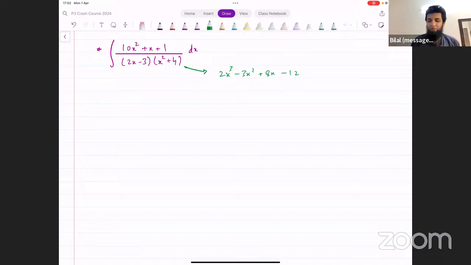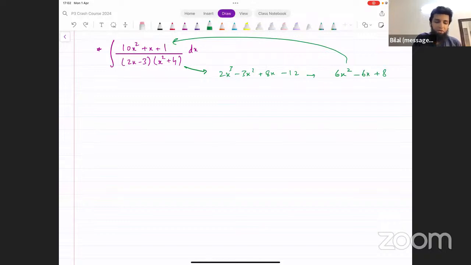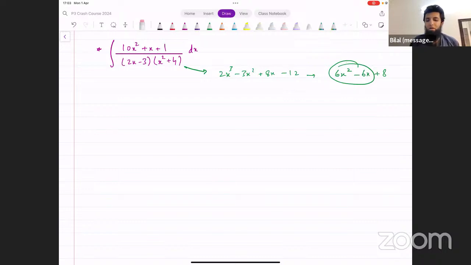Now, what's the derivative of this? 6x squared minus 6x plus 8. Can you make it this somehow by multiplying or dividing by a constant? You can't, right? Because here, the coefficients of x squared and x are different, and here they are both the same in terms of magnitude. So there's no way we can multiply or divide by a constant to get that thing. All right, so the ln rule does not work. Tan inverse does not work.